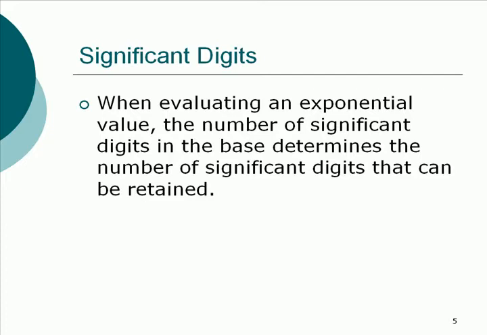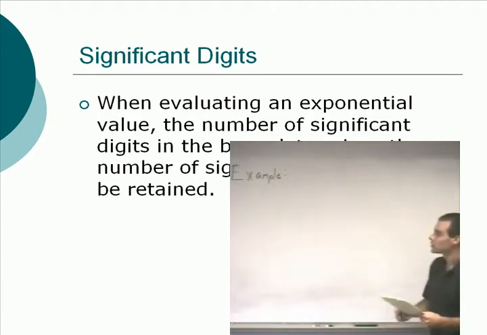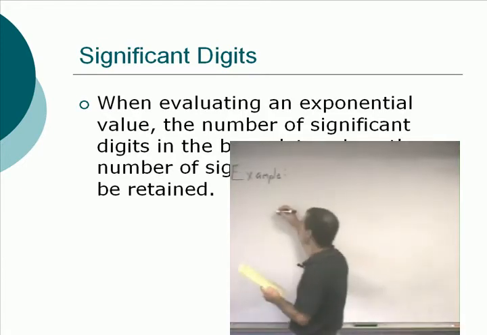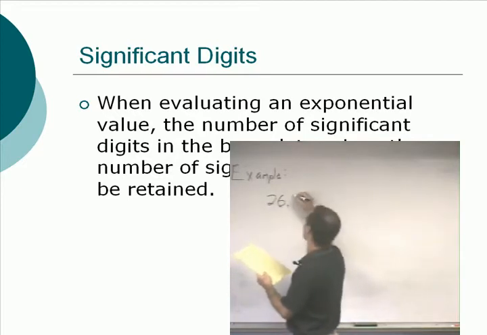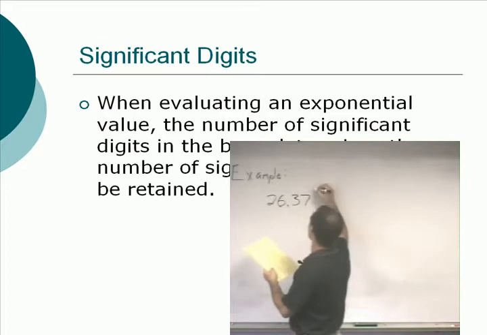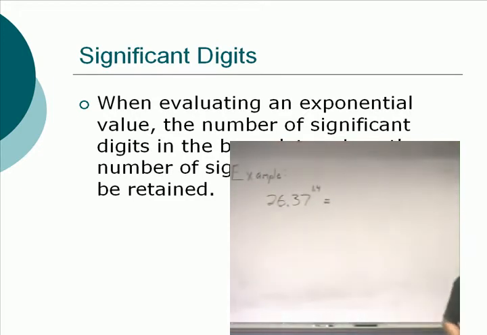Let's do a couple of examples. Now what we're going to do is check both that you're using your calculator the right way, which now probably all of you are, but also that we keep the correct number of significant digits. Here's the first one. Let's evaluate 26.37 with a power of 1.4. Take just a minute and do that.